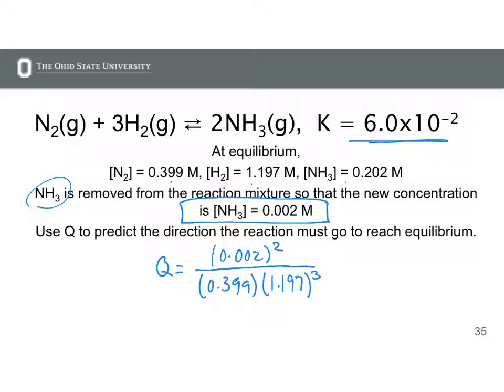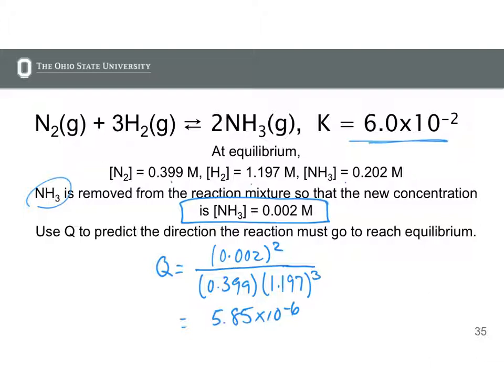All right, don't forget about squaring the ammonia concentration, cubing the hydrogen concentration. Those are easy mistakes, easy forgets. That's fair. Anyone get an answer? I ended up with 5.85 times 10 to the minus 6.